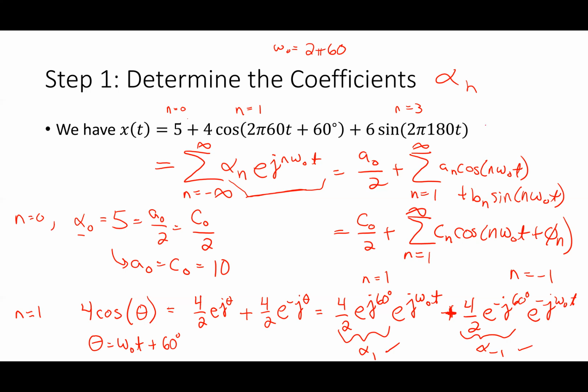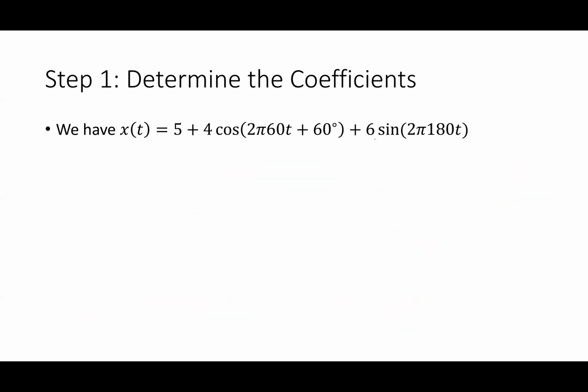For this x of t, what other alphas do I need to figure out? Alpha 3 and alpha negative 3. All the other alphas are 0 because there's nothing else in this signal. So in this case, I've got this character to worry about now. That guy is in what form of the Fourier series? What form is 6 sine 2 pi 180 t?